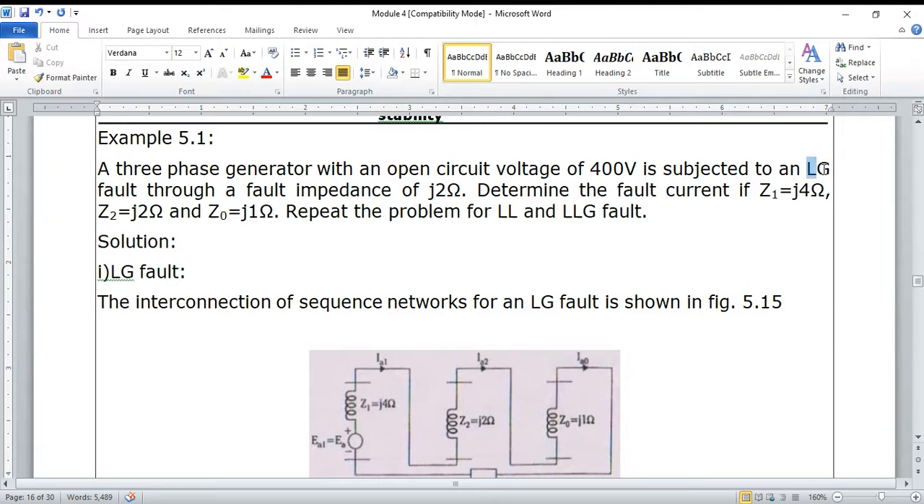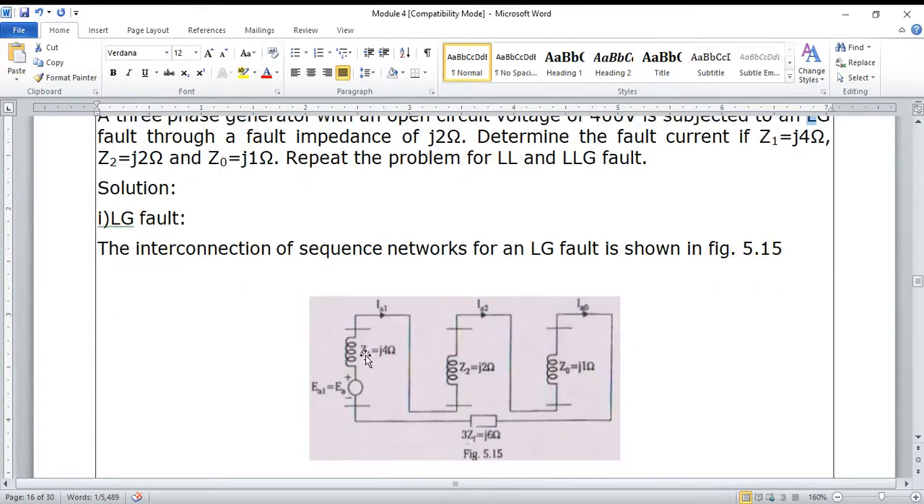First we will solve the LG fault. For LG fault, we know the interconnection of the sequence networks. It goes like this. In a single line to ground fault, with or without fault impedance, the circuit remains the same except for this fault impedance ZF. Now, as we know, in a single line to ground fault, the positive sequence impedance Z1, negative sequence impedance Z2, and zero sequence impedance Z0 are in series. Hence, the current flowing through them is also the same: IA1 is equal to IA2 is equal to IA0, and EA1 is equal to EA.